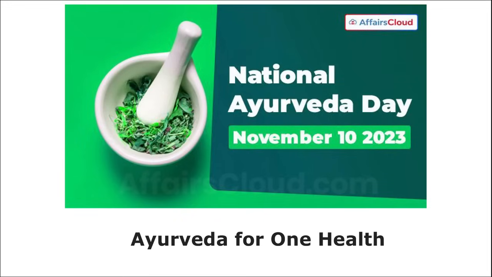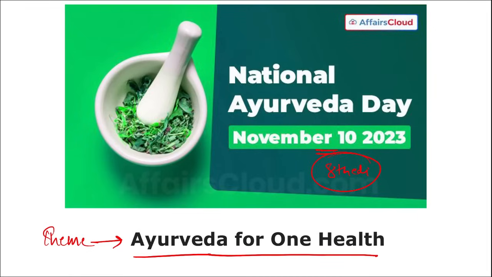Then next, move to important days. Recently we observed National Ayurveda Day. This day is observed on 10th of November and it is about creating awareness among people about health issues as well as the potential of Ayurveda in prevention and treatment. This year, in 2023, it was the 8th edition of National Ayurveda Day. The theme you need to remember for this day is Ayurveda for One Health. And when was it first observed? If it is the 8th edition, then in 2016 it was observed for the first time.